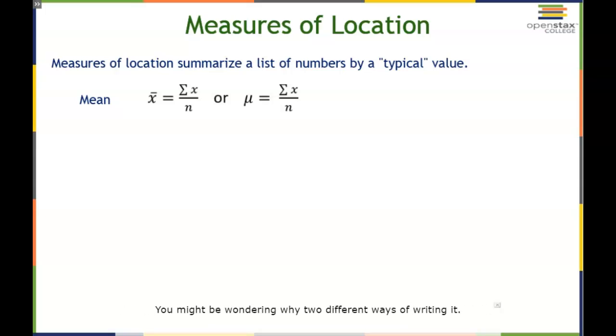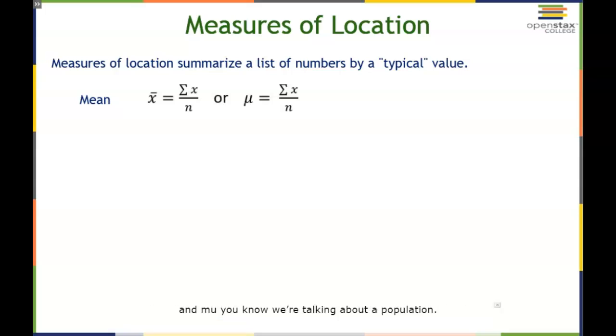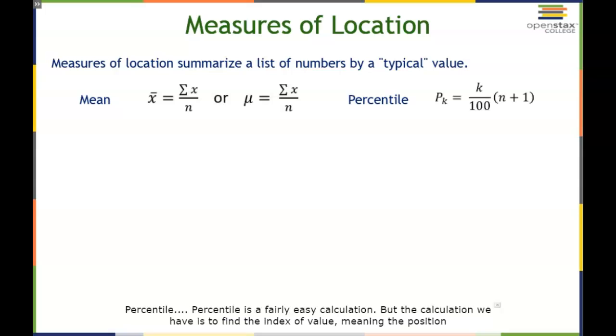And you might be wondering why we have 2 different ways of writing it. It's just meaningful to say X bar because we know we're talking about a sample, and mu, we know we're talking about a population.